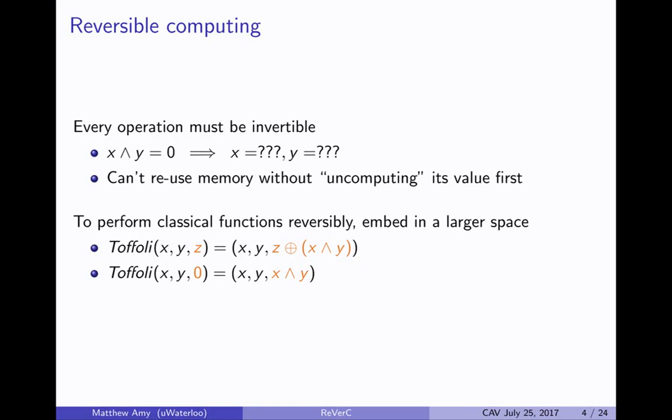So what you actually have to do to make functions reversible for the most part is to embed them in a larger state space. So the Toffoli gate is the reversible analog of the AND gate. And what it does, you add an extra bit, and then it XORs the AND of the first 2 bits into the 3rd bit. So if the 3rd bit is 0, then it's actually just the AND function.